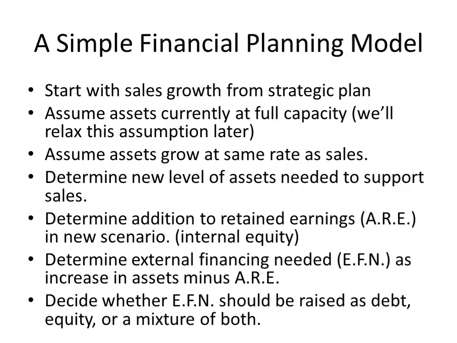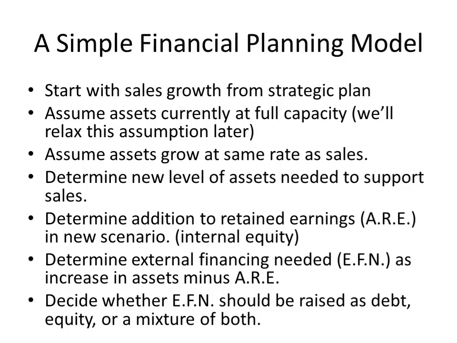We also assume that the assets grow at the same rate as sales. In other words, if we currently have 5 plants and they're all running at full capacity, in order to increase our sales by 20%, we would have to build one more plant, because 20% of 5 is equal to 1, so 5 plus 1 would give us 6 plants. We're going to use that assumption to determine the new level of assets needed to support the sales.